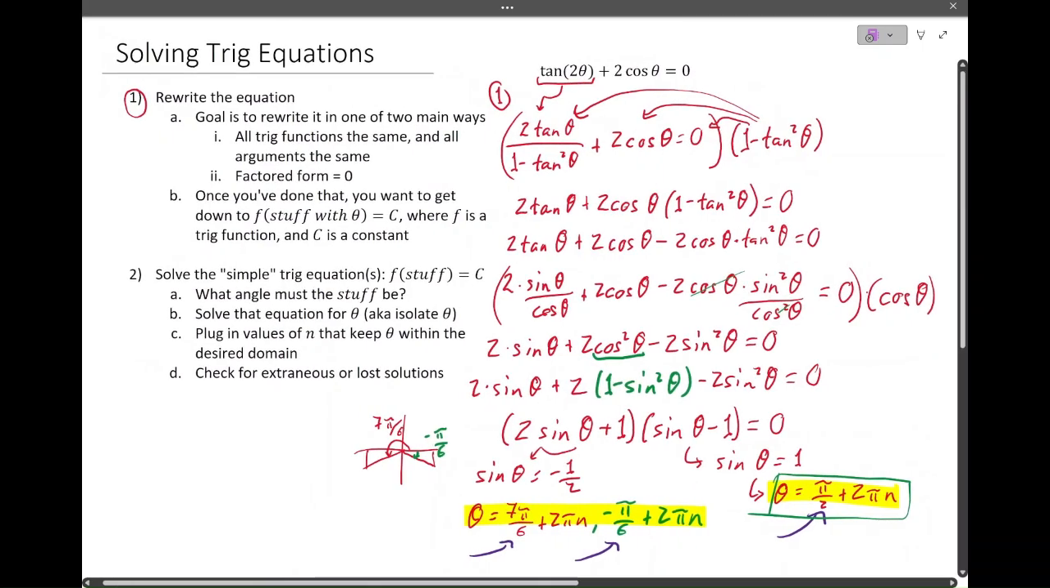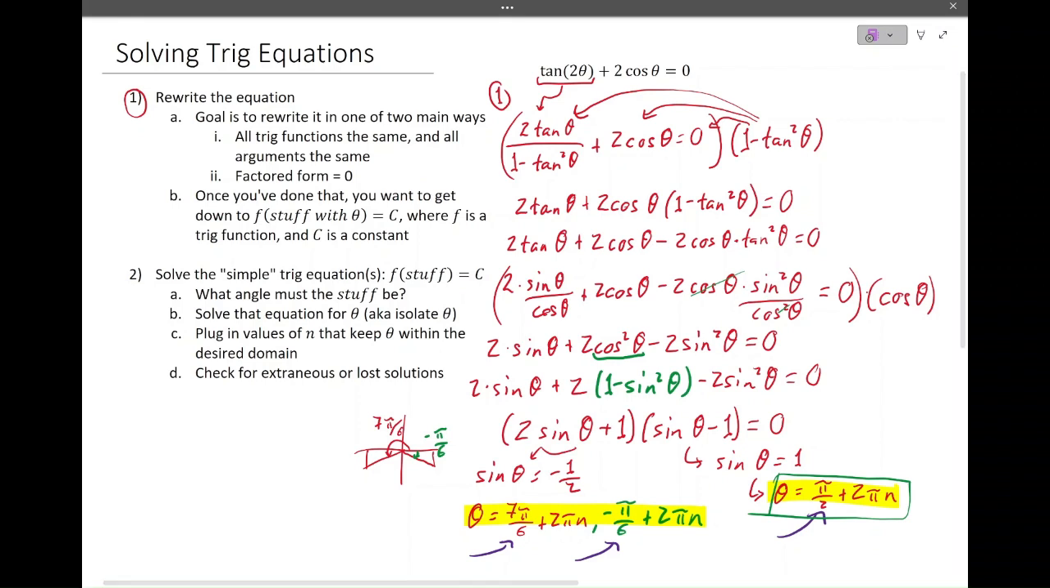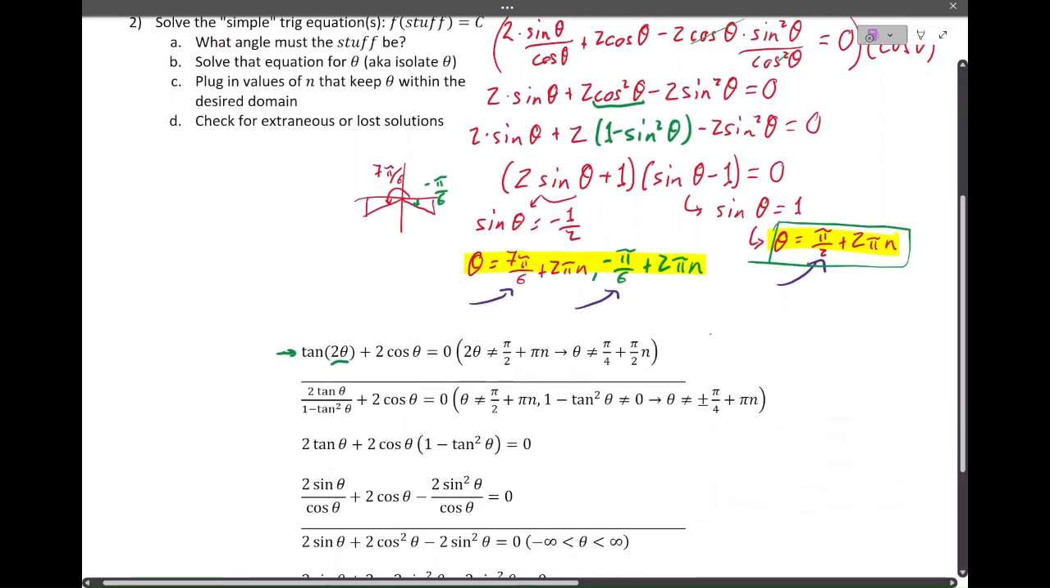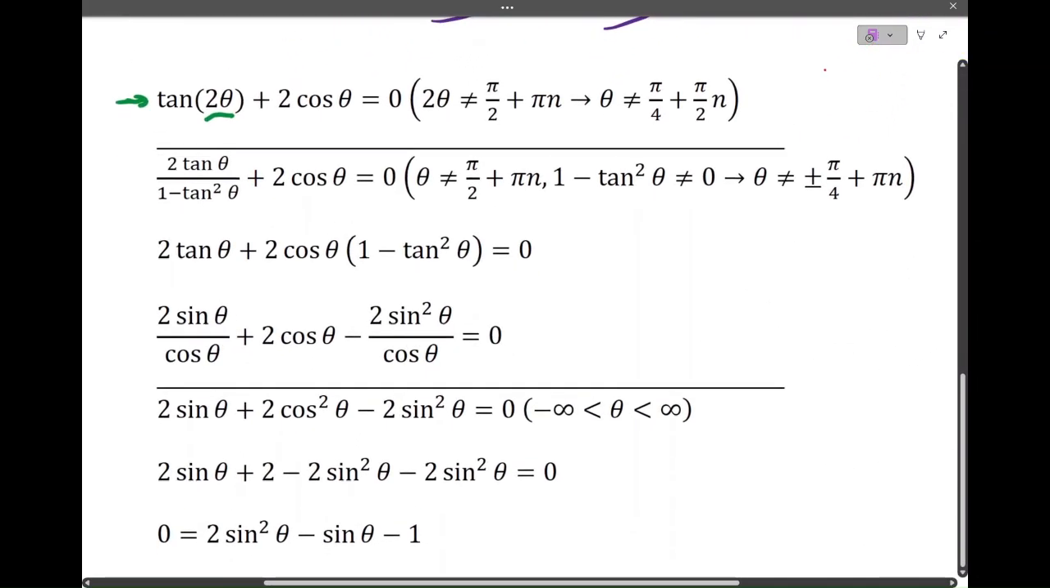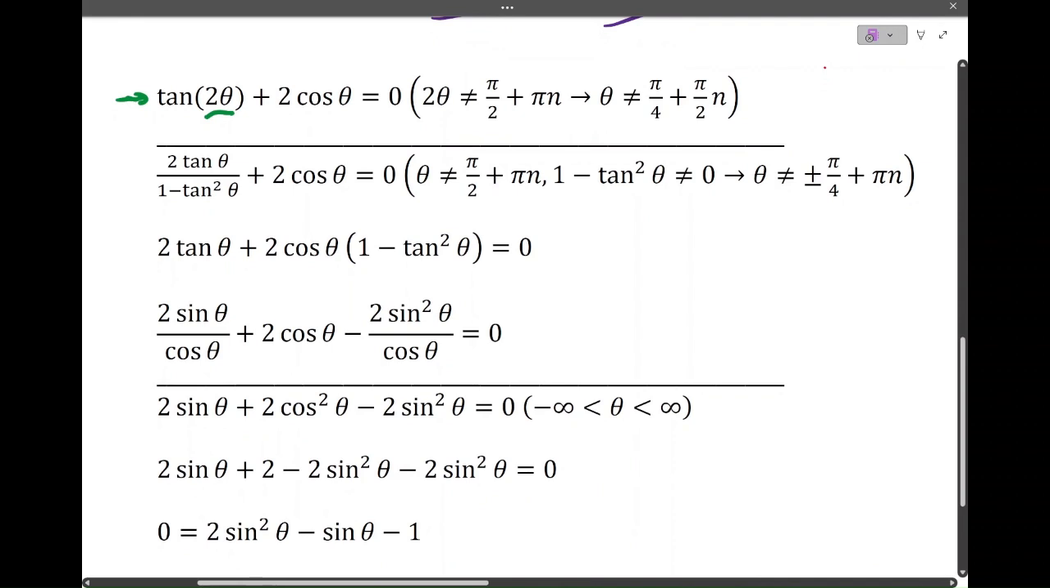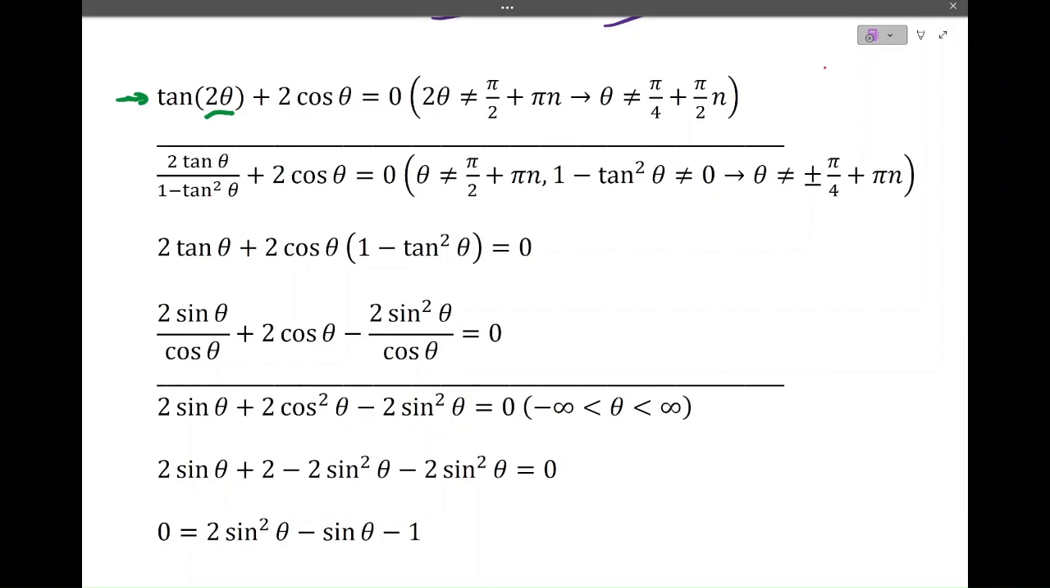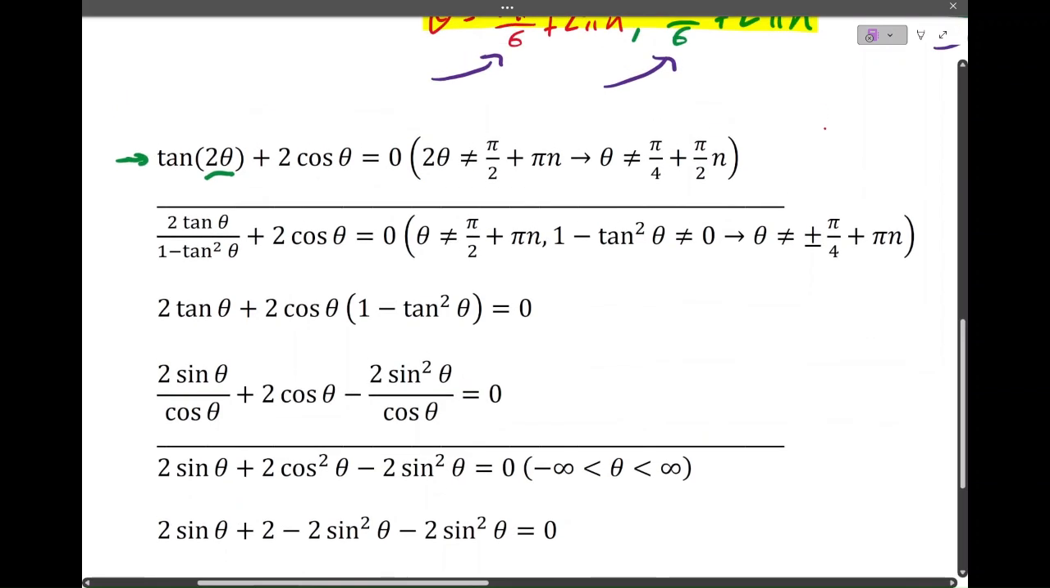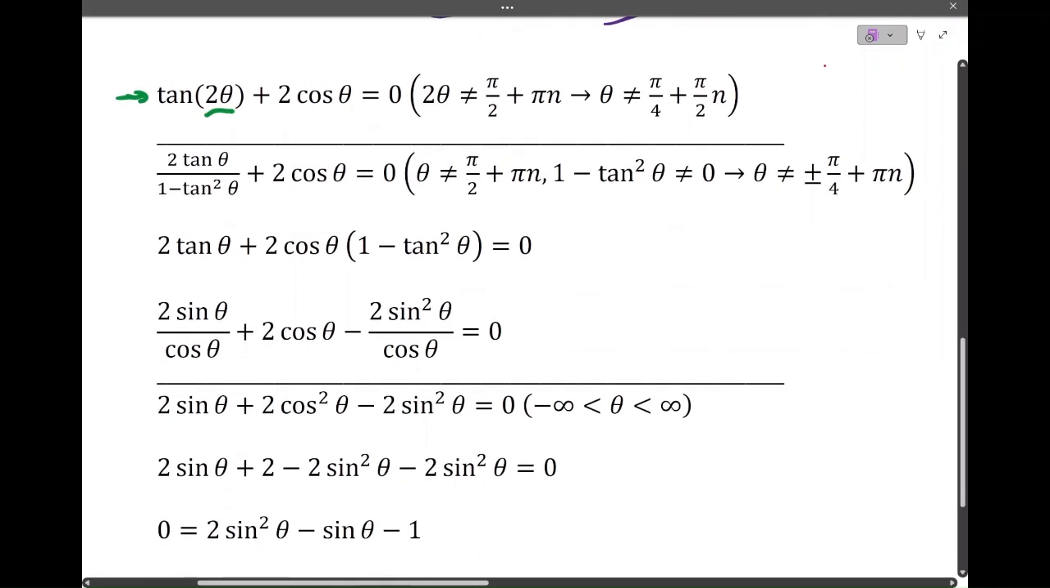Okay, I took a break just to gather myself before we talk about these possible extraneous or possibly lost solutions. So we have 3 sets of solutions here: 7 pi over 6, negative pi over 6, and pi over 2. Okay, the way I want to go about this time, because I feel like this equation was especially complicated with how many things we did to it, I want to go through each part one at a time. And I split it up into kind of 3 main pieces here.